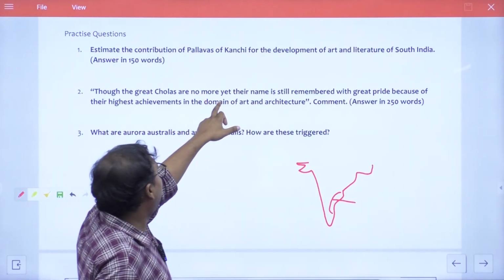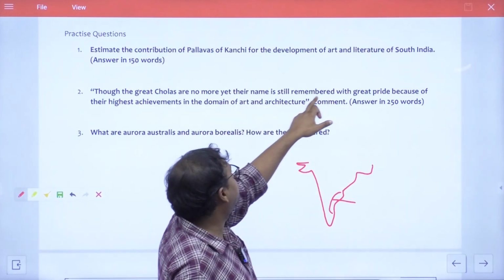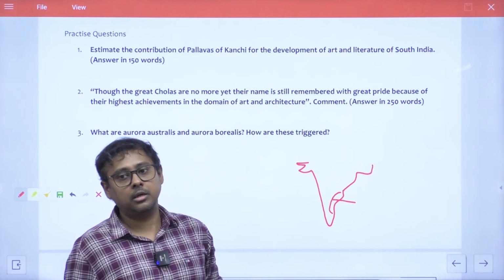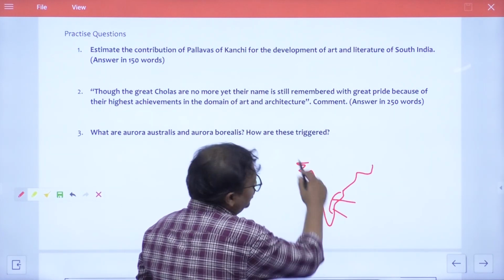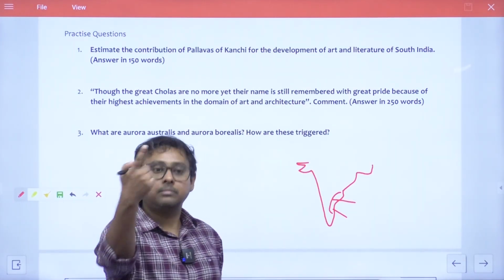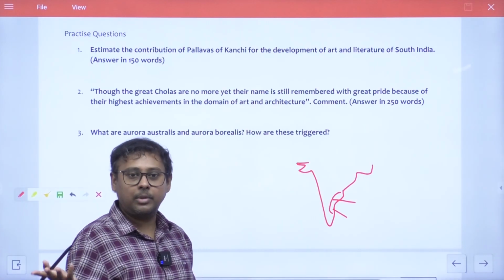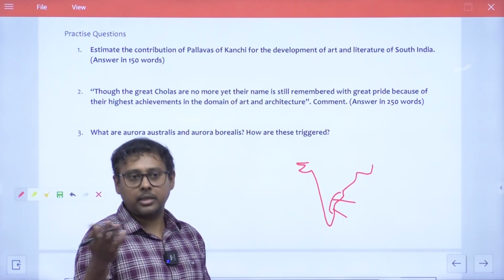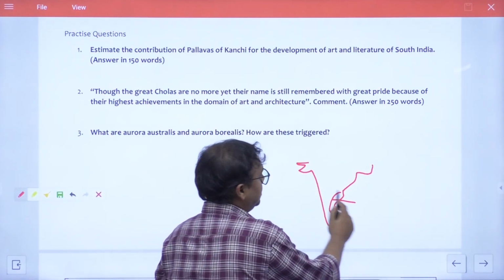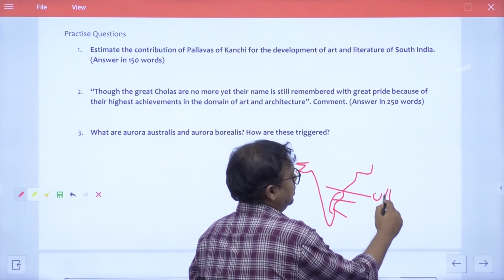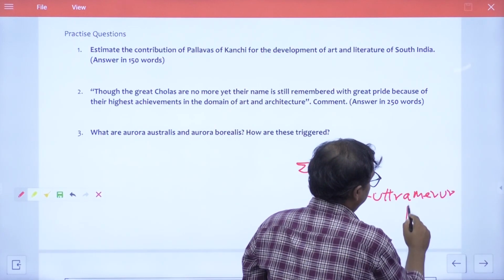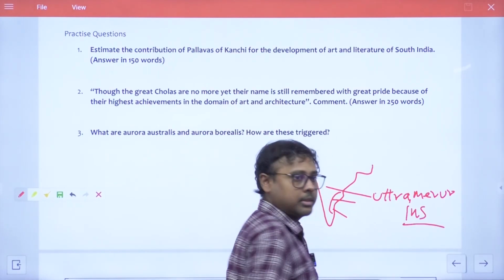Though the great Cholas are no more, yet their name is still remembered with great pride because of the highest achievements in the domain of art and architecture. So what do? We again show Cholas. We don't have to. But here what we do is that we mention what? Some of the architectures. Mention some of the architectures. Temple architecture. You can mention those architecture. We can also do one thing. We can also mention about this. Inscription. We can mention this.